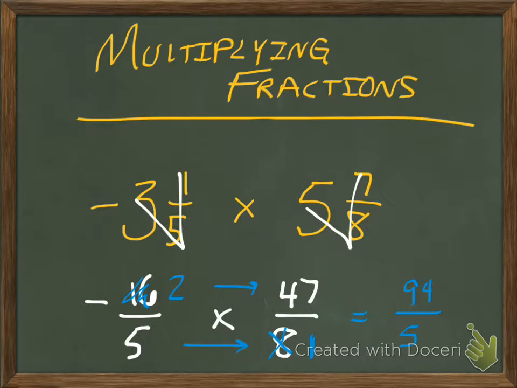Now, I want to look at this and say, is it a positive or a negative number? I've got a negative sign there and nothing over here, which means I do have a positive 47/8. And remember our fairy tale math, okay? One negative and one positive is always going to be a negative answer. So our answer will be negative. Now we just need to simplify. Okay, so 5 goes into 94 18 times. That gets us to 90 with 4 left over. So negative 18 and 4/5 is our final answer.